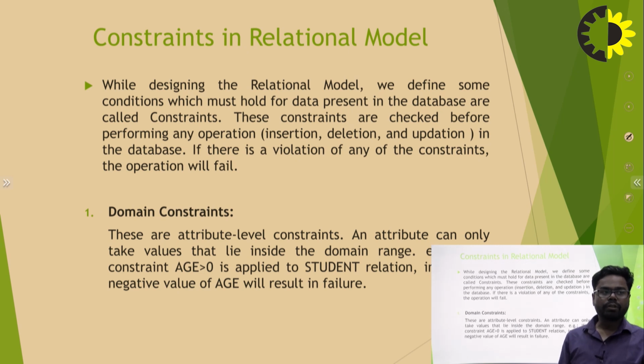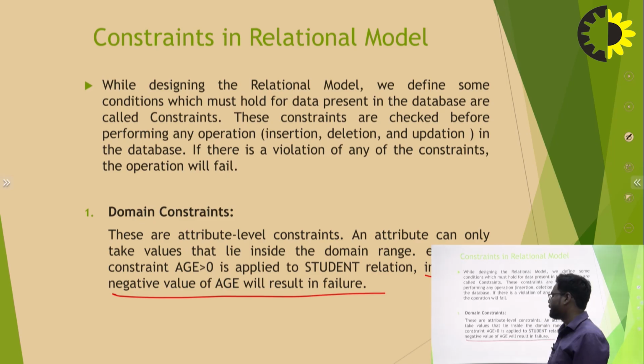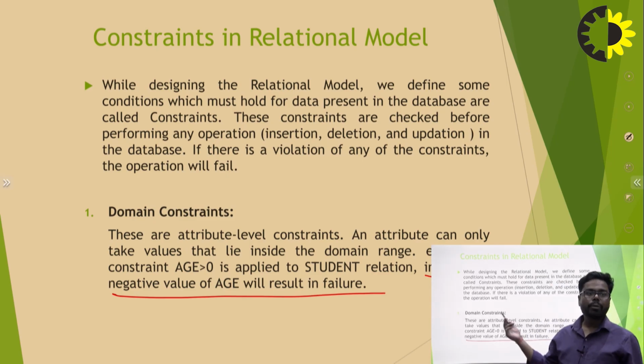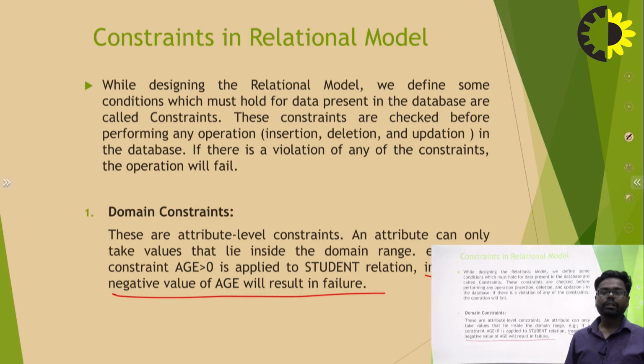Domain constraint, the first type. These are attribute-level constraints, and attributes can only take values that lie in the domain range. If the constraint age greater than 0 is applied to the student relation, then inserting a negative value of age will result in failure, and the operation will fail. You can give the constraint as a proper value, like if the student's age is greater than 0, then it can't be a negative value.